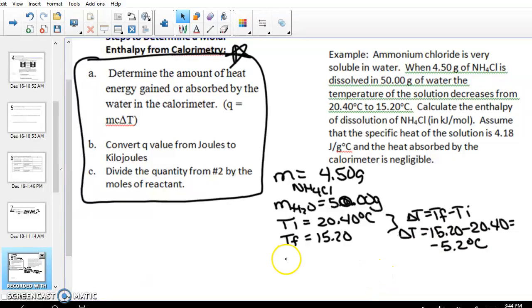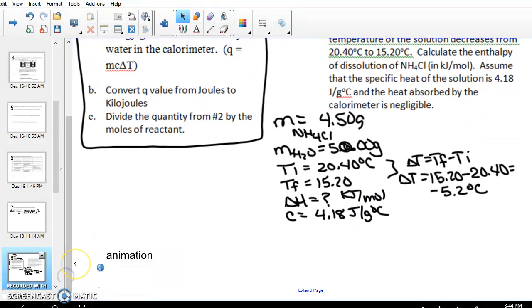It goes on to ask us to calculate the enthalpy of dissolution, or delta H, in kilojoules per mole. And we're told we can assume the specific heat of my solution is the same as water, which is 4.18 joules per gram degree Celsius. And it says the heat absorbed by the calorimeter is negligible. So first, in calorimetry, basically, a calorimeter is an isolated system. That means that matter or energy can't escape the system.